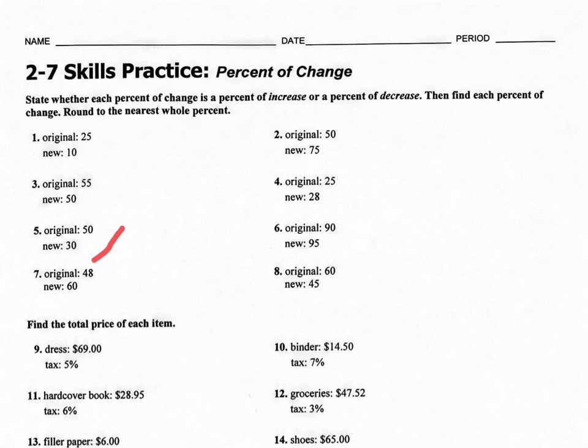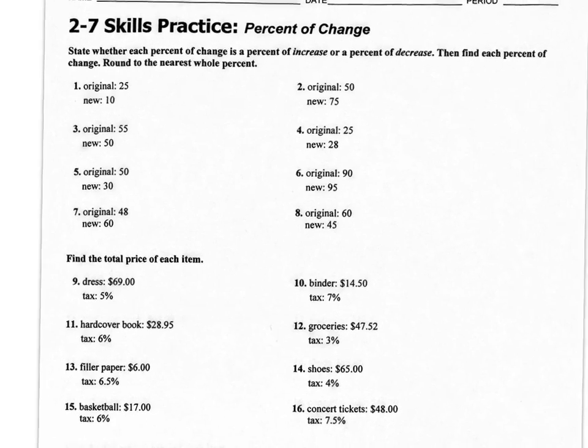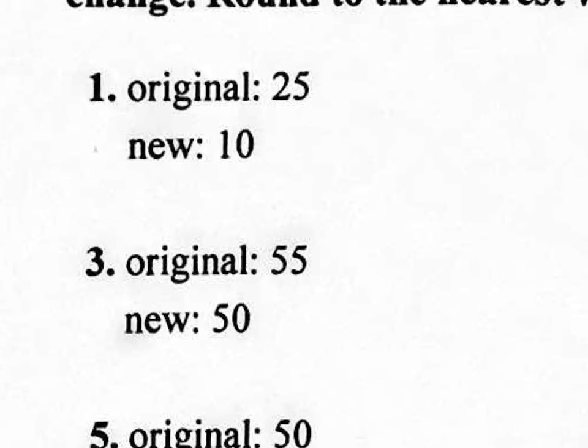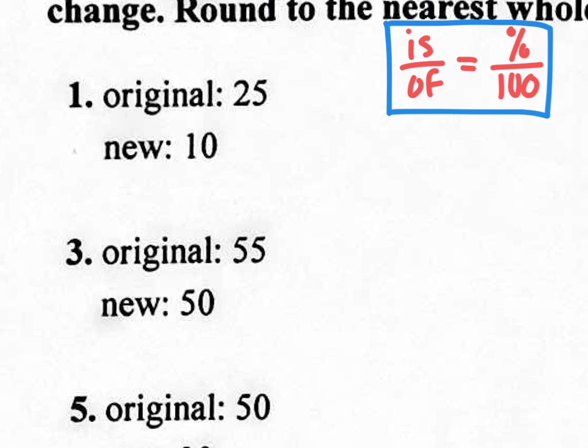So we're finally to the homework, and it says to state the percent increase or decrease. They give you an original price, and then they give you a new price, okay? You're always going to be using the proportion that we learned in our notes: is over of equals percent over 100. When we're talking about percent increase or decrease, we need to actually think. It's not just about plugging in numbers. The original price was $25. The new price is $10.